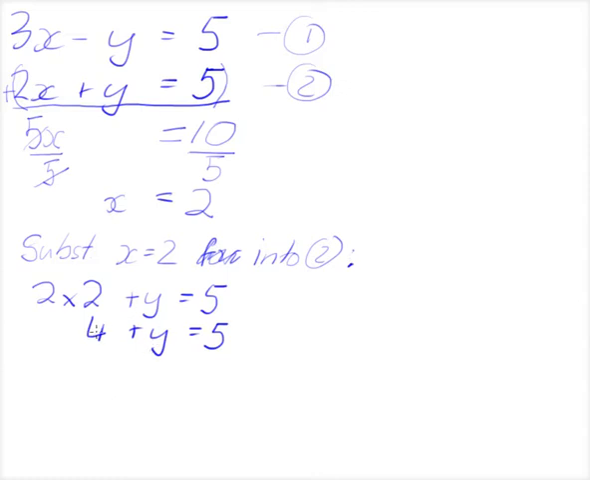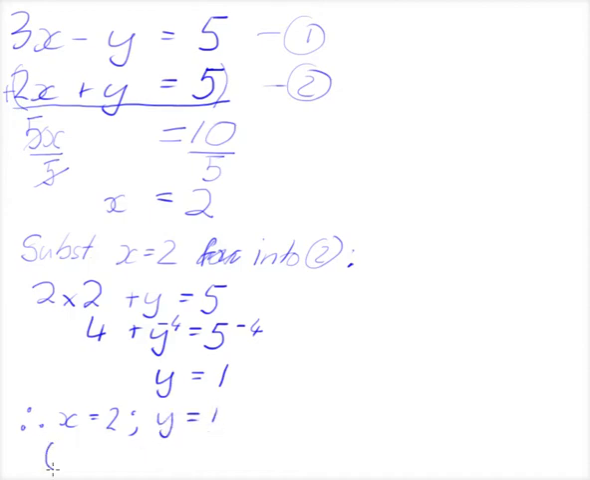Again, you can use common sense. 4 plus what equals 5? 1. So y equals 1. Or you can use the balancing the equations method, which is if we've got 4 plus y, we're going to take away the 4 to leave ourselves with y. 4 take 4 is 0, leaving myself with y. And because I took 4 away from that side, I'll take 4 away from that side too. 5 take 4 is 1. So now we have a value for x and a value for y. And so we can summarize this down below. Therefore, x equals 2, semicolon, y equals 1.